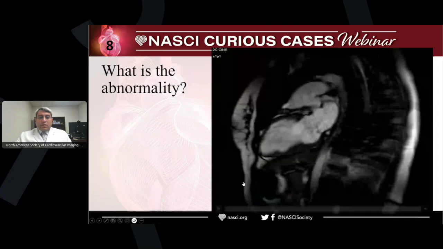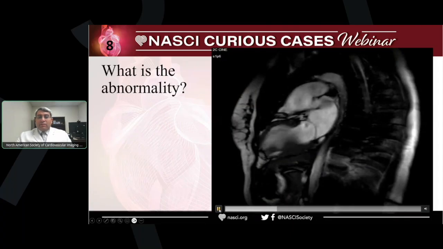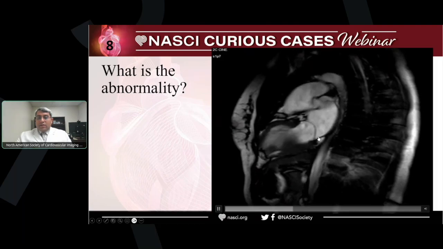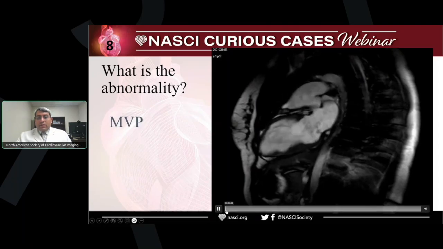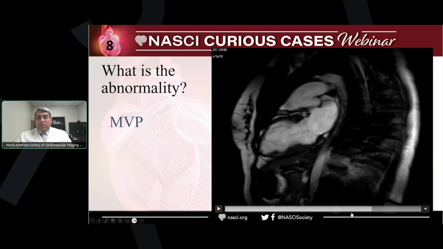Perfect. Another case, talking about valvular diseases. Anyone can give it a shot? I think it's mitral prolapse. Yeah, it's very nice mitral prolapse here. Okay, and for mitral prolapse, try to stop it here.